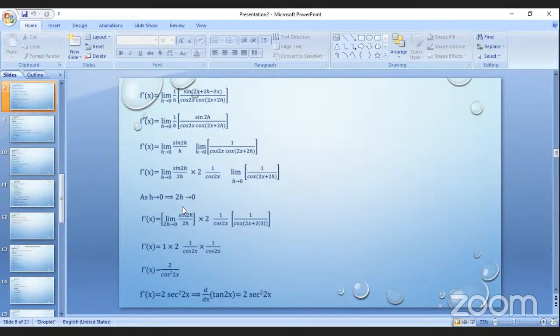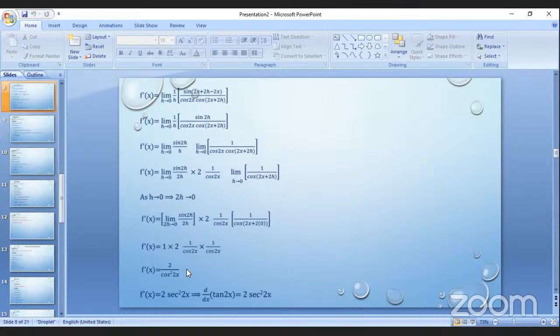know that limit x tends to 0, sin x by x equal to 1. So here 2h: limit 2h tends to 0, sin 2h by 2h equal to 1. Here into 2 into 1 by cos 2x is as it is. And 1 by cos of 2x plus 2 into 0, 2 into 0 is 0, so cos 2x. Here 1 into 2, we have 2, cos 2x into cos 2x, cos square 2x. 2 by cos square 2x.